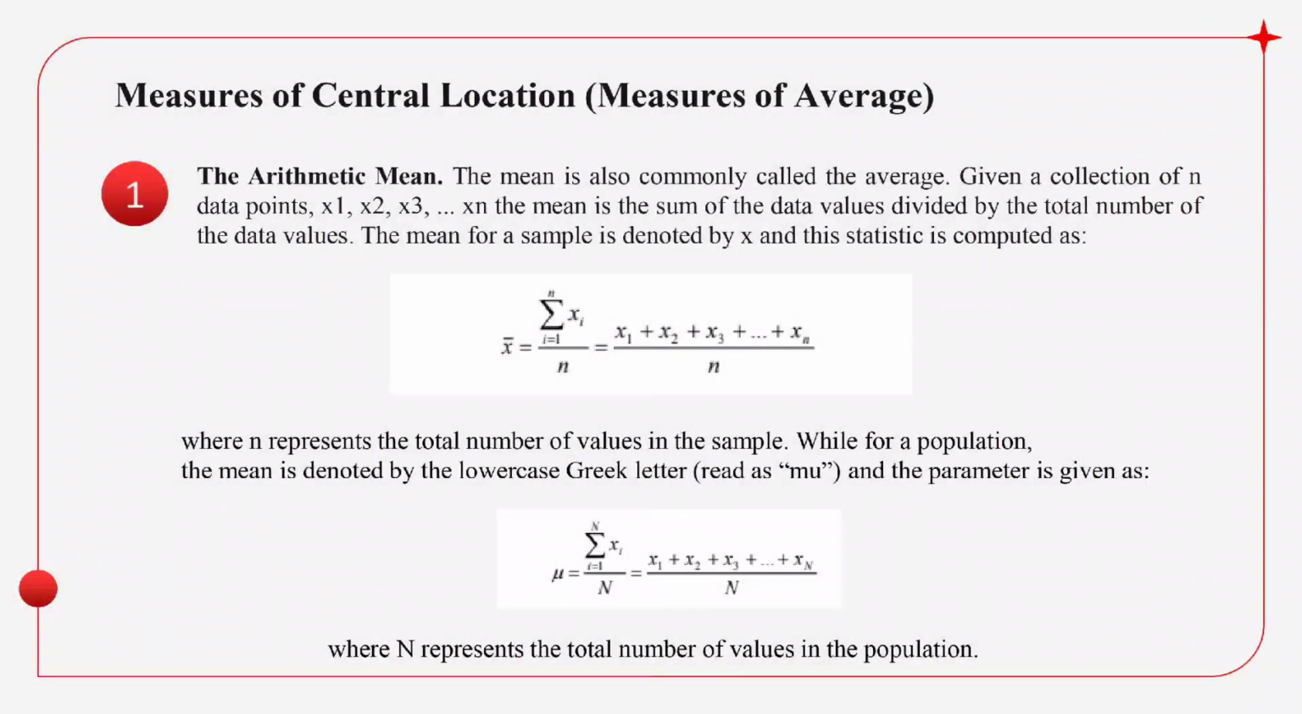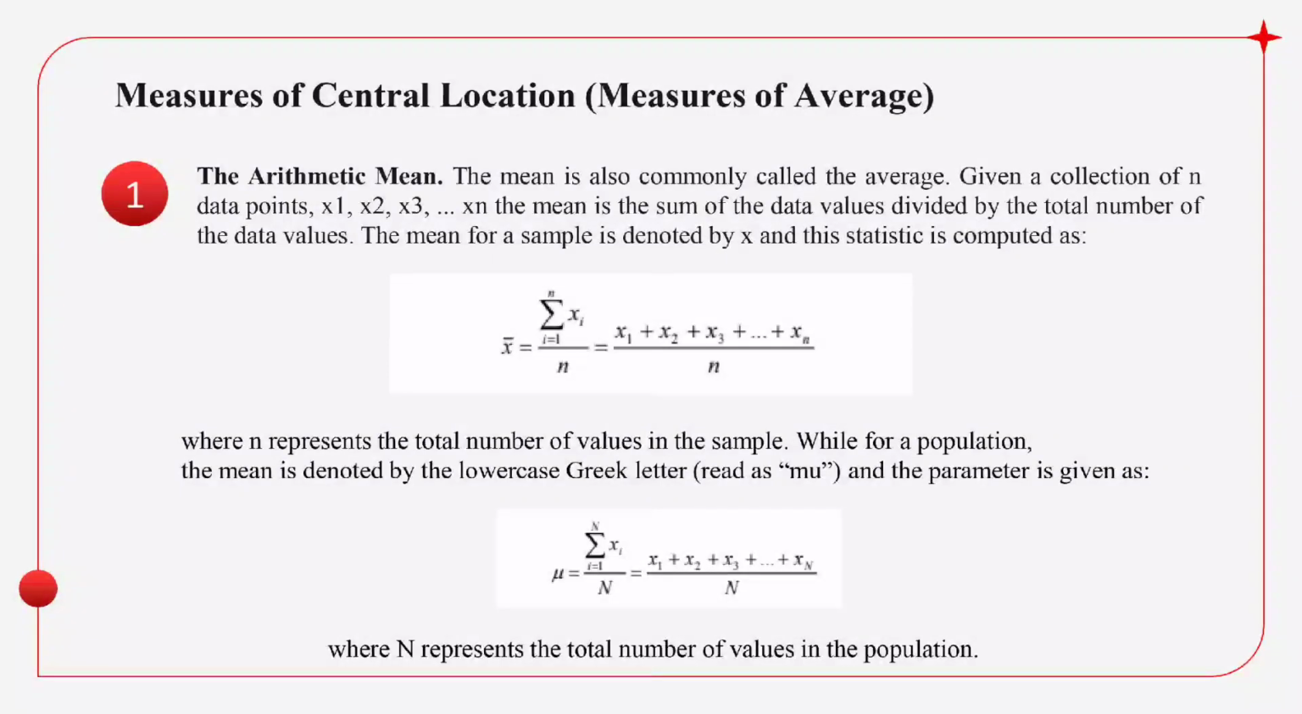The mean is calculated by summing up all the data values and dividing the result by the total number of the data points. Given a collection of n data points, x sub 1, x sub 2, x sub 3, and so forth, the formula for computing the mean is given below. For a sample, the mean is denoted by x bar and is calculated using the same formula as the population mean. The only difference is that the sample mean is computed using a subset of the population data.